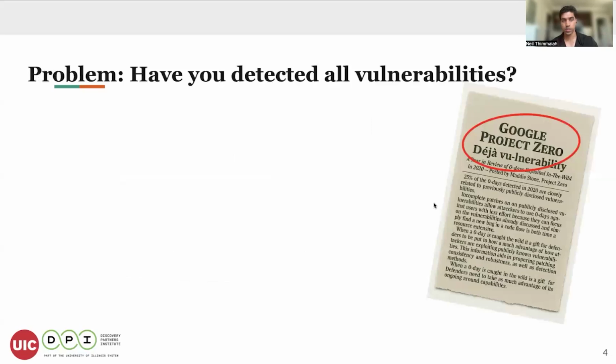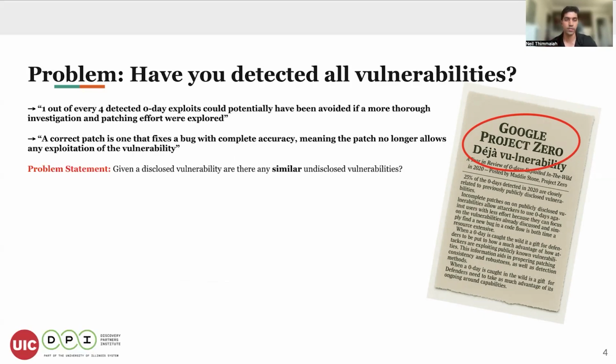So this is where we present our main problem, where we ask whether any approach that is used to detect vulnerabilities is able to detect all possible vulnerabilities, or every possible instance of exploitable paths. This is also what the team at Google Project Zero focused on, where they say that 1 out of every 4 detected zero-day exploits could have been avoided if a more thorough investigation and patching effort were explored. They also say that a correct patch is one that fixes a bug with complete accuracy, where no other vulnerability or a variant of that vulnerability can further be discovered.